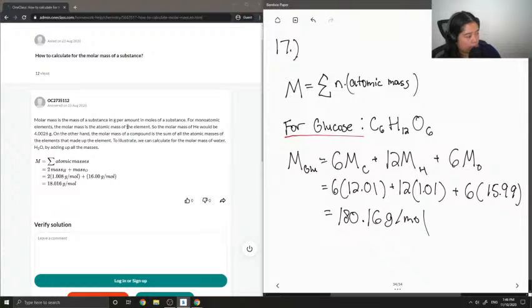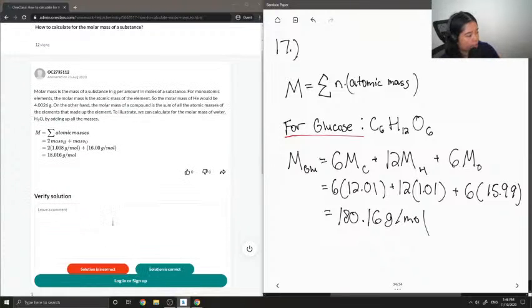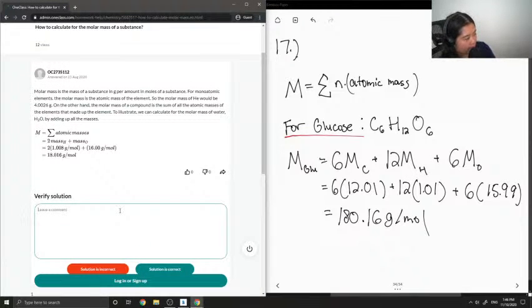To illustrate, we can calculate the molar mass of water, H2O, by adding up all the masses. Okay, so they did the same thing, showing that it's going to be 2 times the molar mass of hydrogen plus molar mass of oxygen gives us 18.016 grams per mole. So this solution is correct.